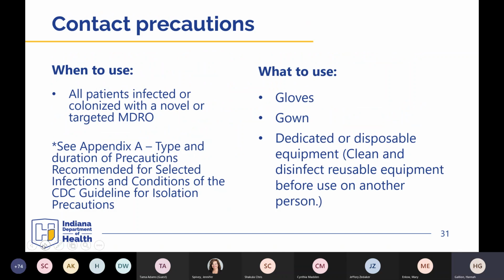Contact precautions should be used on all patients infected or colonized with a novel or targeted MDRO. The CDC has set type and duration of precautions in Appendix A of the CDC Guideline for Isolation Precautions. When caring for a patient under contact precautions, you should be using gown and gloves. These should be discarded between patients. Dedicated or disposable equipment should be used for these patients.